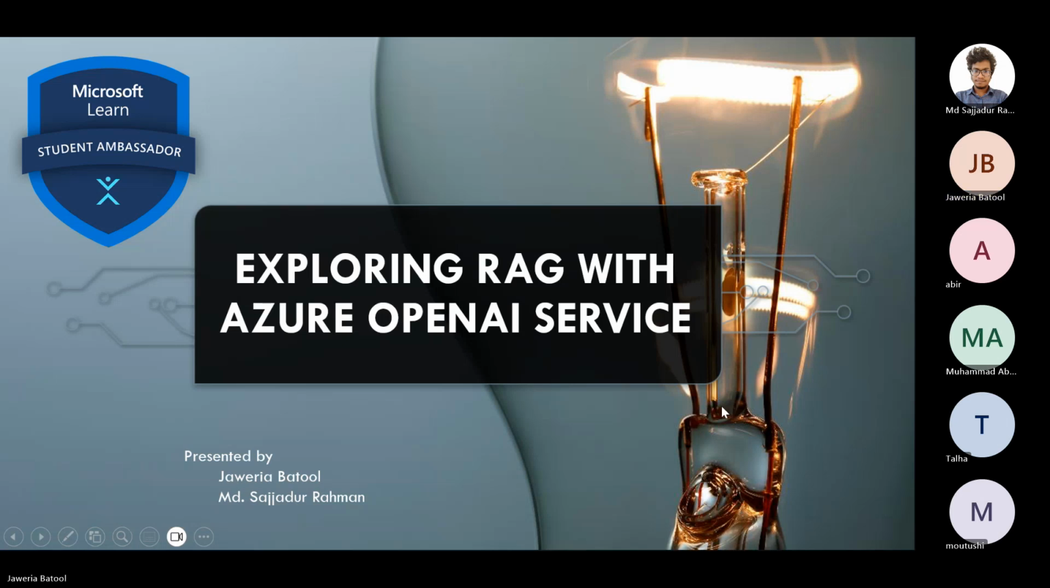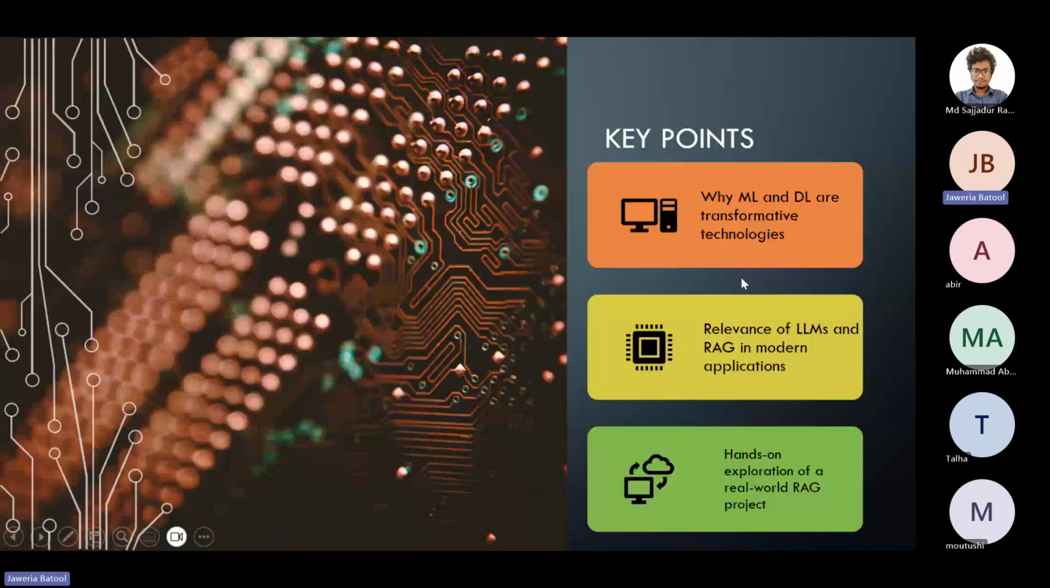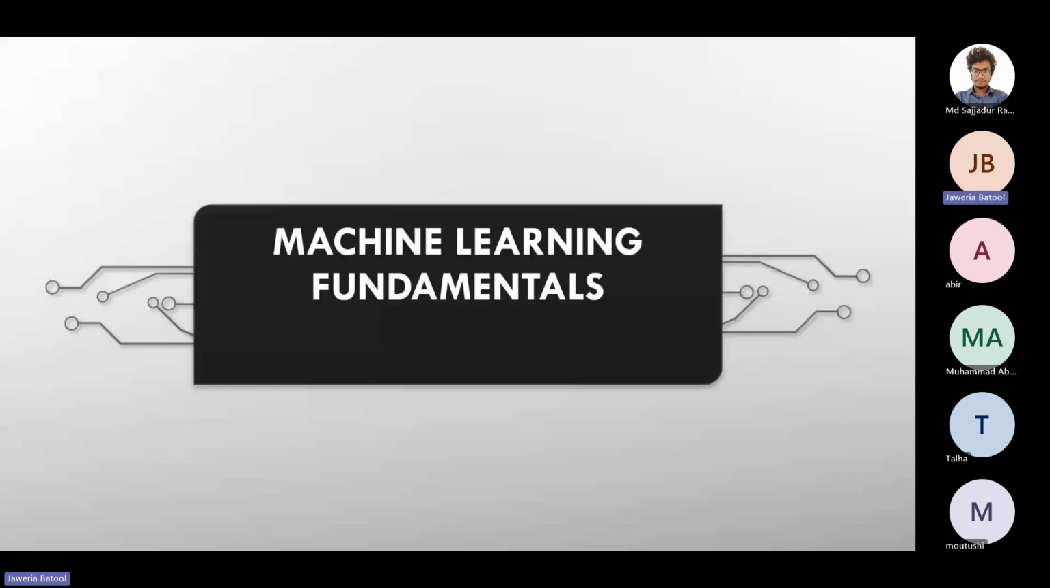In this session we'll talk about how and why machine learning and deep learning are transformative technologies, and we'll see how deep learning and machine learning lead to LLMs, which are large language models, and then we will see what RAG is. And in the end we'll build an application with RAG. So let's start with first understanding a bit about machine learning and its fundamentals.